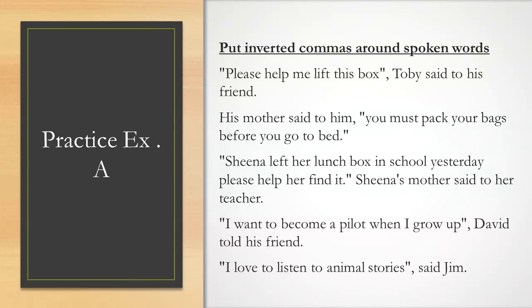First is, "Please help me lift this box," Toby said to his friend. So identify which is the exact word of the speaker. "Please help me lift this box." So what we have to do? Put inverted commas around these spoken words. Put the commas before please, and put the commas after box, and also a regular comma before Toby and after box. Number 2, his mother said to him, "You must pack your bags before you go to bed."